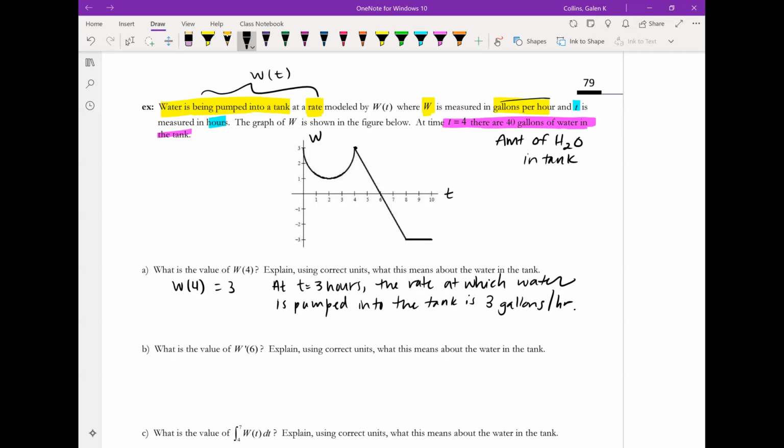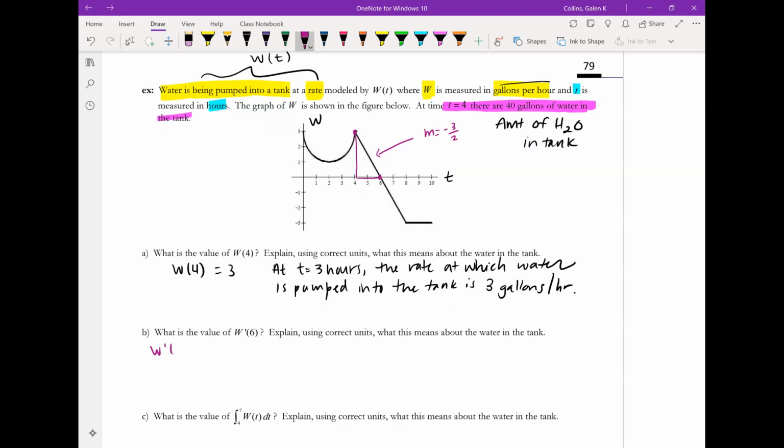Okay, in part B, what is the value of W prime of 6? So if we're looking at W in my graph, I know W prime, the derivative, is also the slope of the tangent line. But at 6, since that piece is linear, it's not a tangent line, it's just the slope of that line. So we have to find the slope of the line at 6. And if I pick 2 good points, I could say I'm going down 3 and to the right 2. So my slope is negative 3 halves. So W prime of 6 is negative 3 halves.